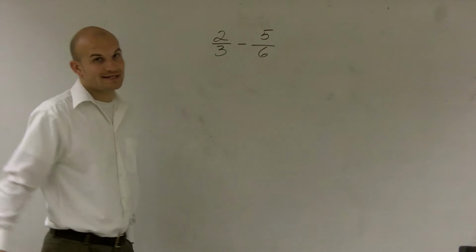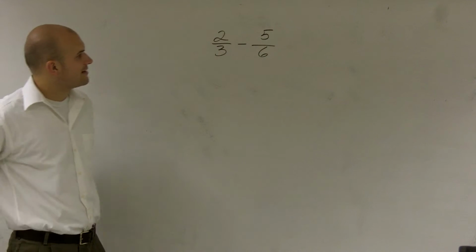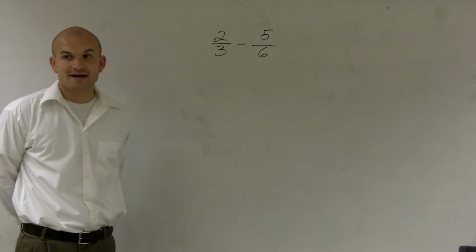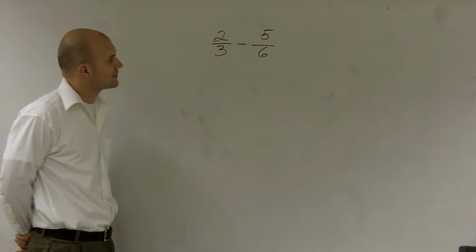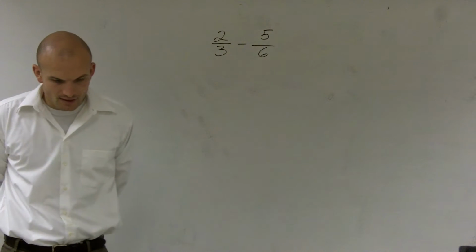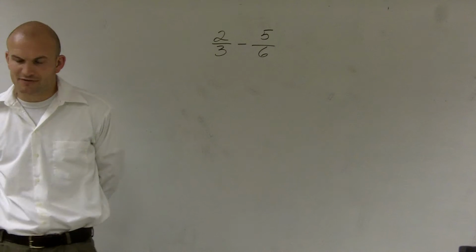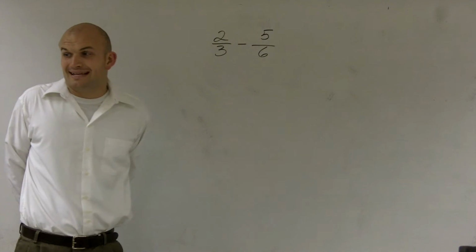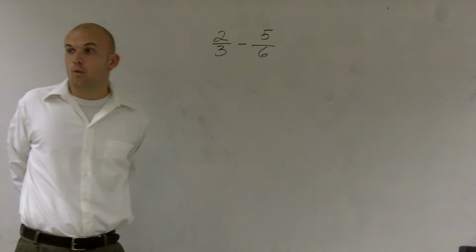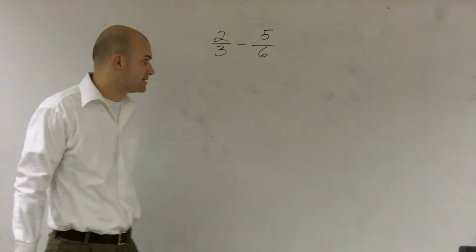What I'd like to do is show you guys how to solve this problem here. What we have is 2 divided by 3 minus 5 divided by 6. So what we're going to do here is remember how to subtract fractions. A lot of people forget how to subtract fractions, and then the other thing is why we subtract fractions the way that we do.